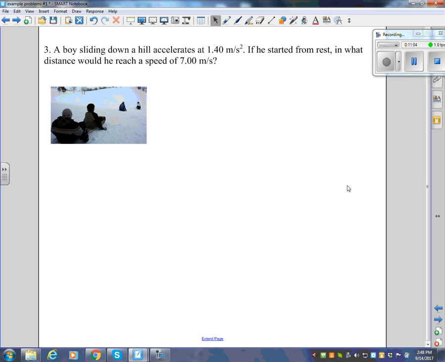A boy sliding down the hill accelerates at 1.4. If he started from rest, oh, this one's different, Johnny. This one asks, in what distance would he reach a speed of 7? It doesn't ask how far he would go after a certain time. It says, how far in meters would it take to reach a speed of 7.0? So a little bit different, right? Our acceleration is 1.4. Started from rest, so v_i is 0. The v_f is 7, and we're solving for d, distance.